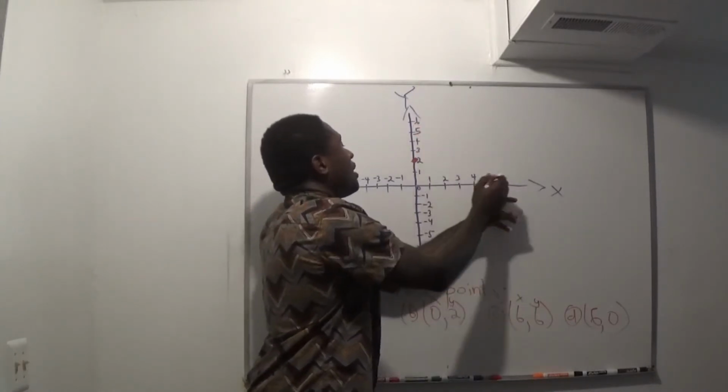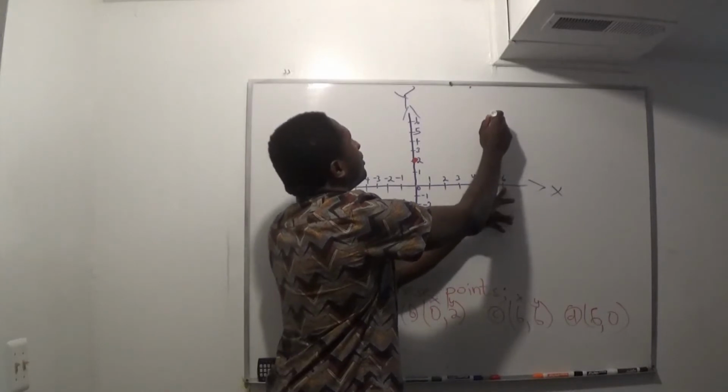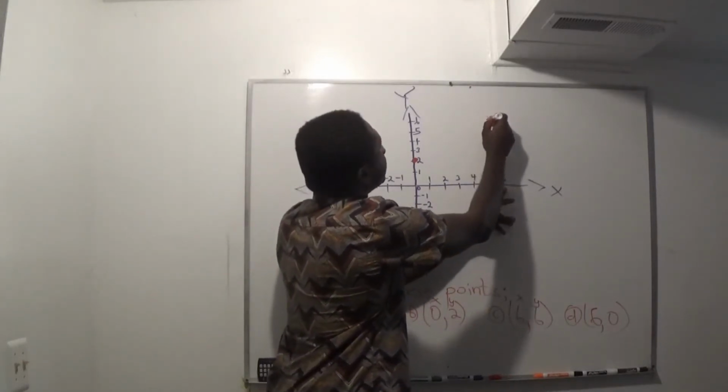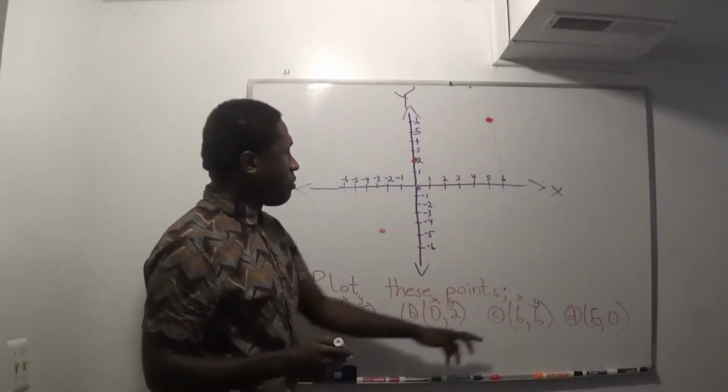So this side is positive, right? So at 6, you're going to go till you get to 6 on the y. And that is somewhere around here. And that will be for that.